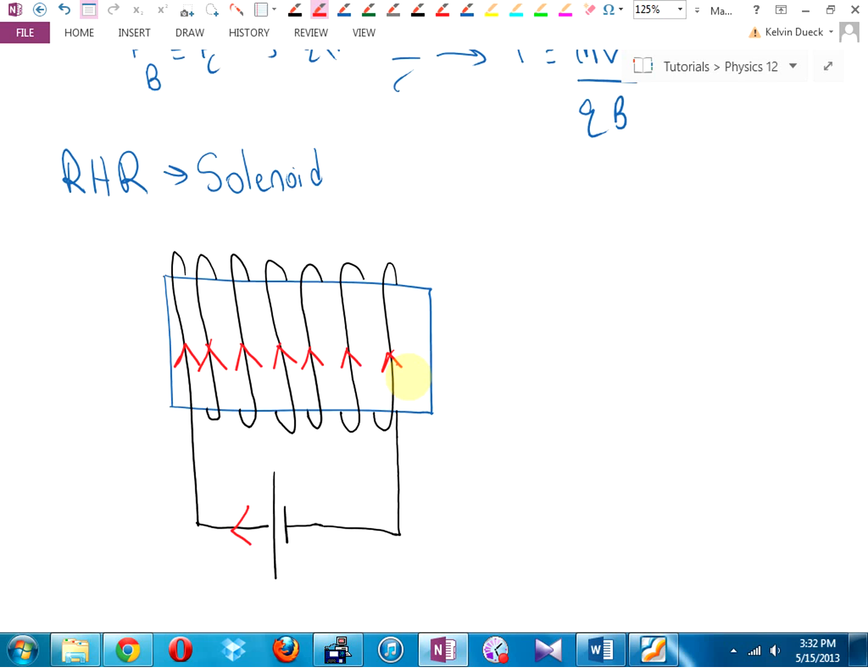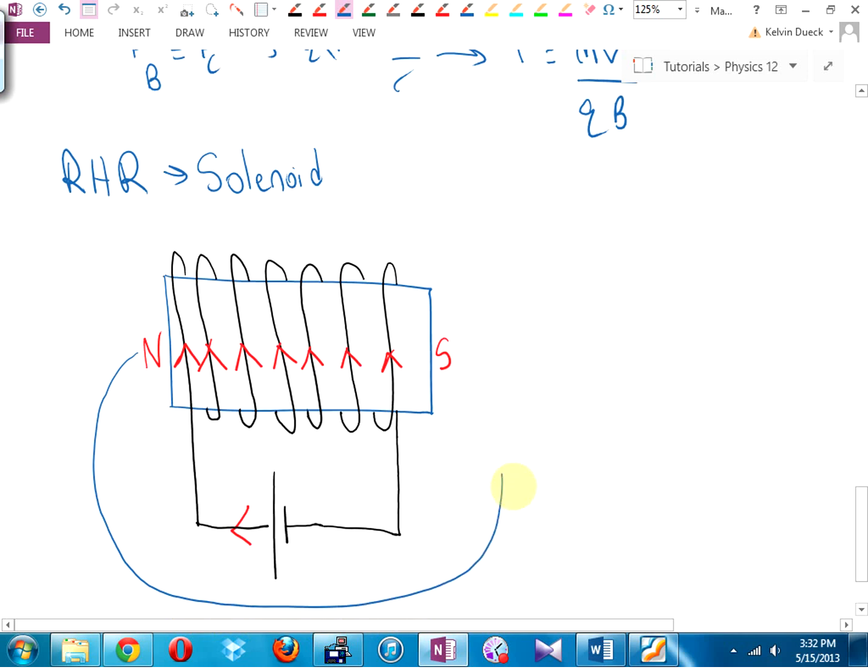Okay, so for me, that's north, that's south. Now, you got to be careful because magnetic field lines go from north to south. If I follow the magnetic field line like this, it's pointing to the left inside the solenoid, but outside down here, which way is it actually pointing when I get down to there? To the right. Right? Right. No, right. Okay.